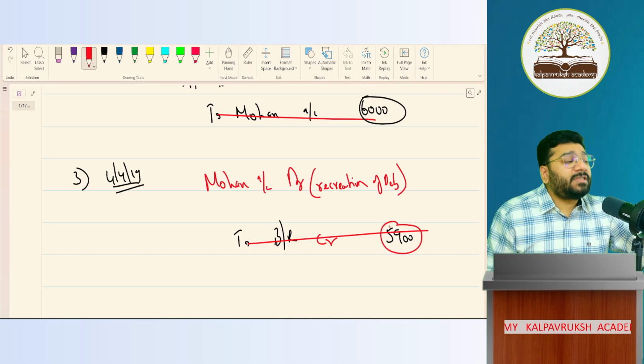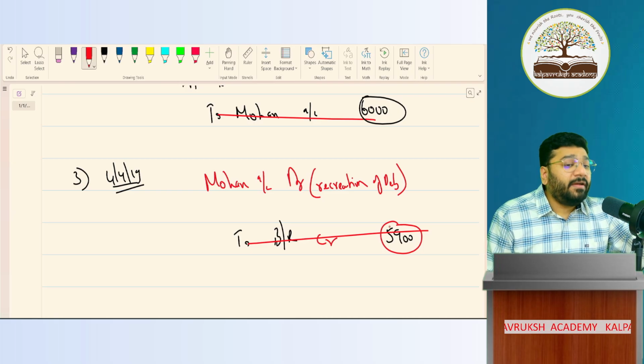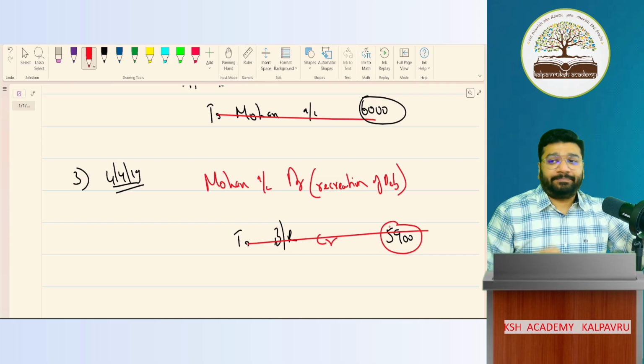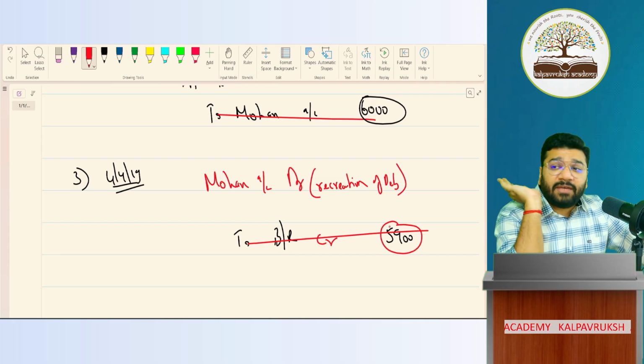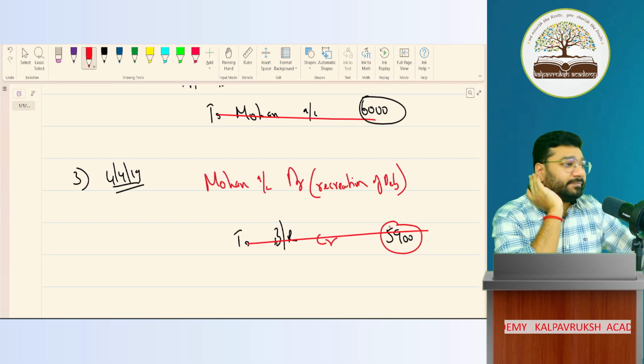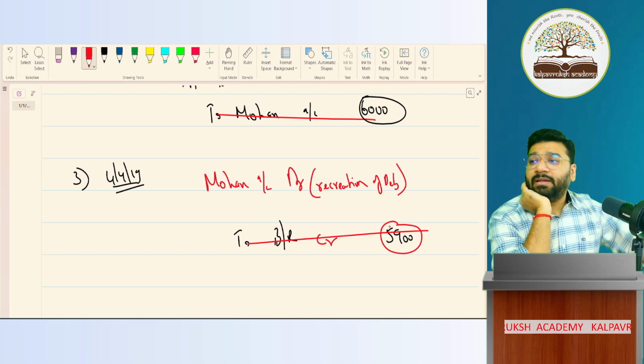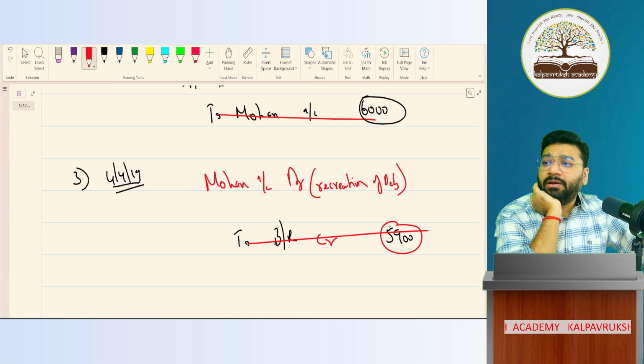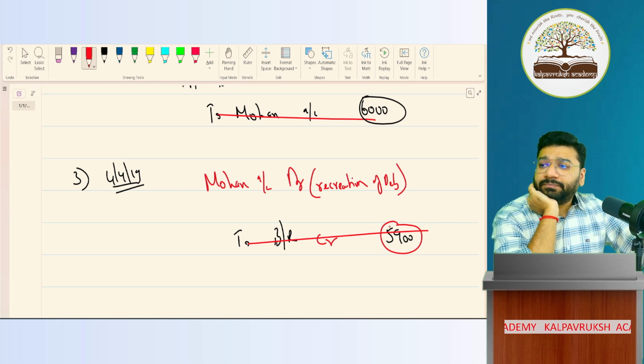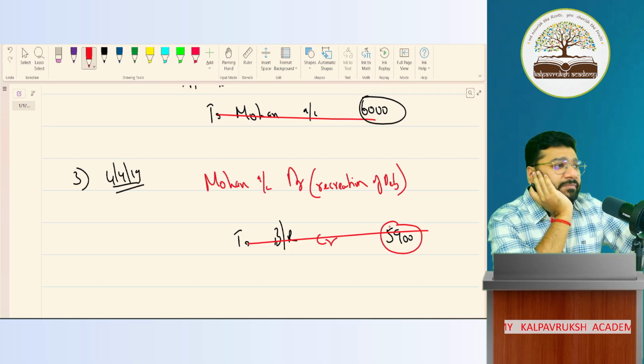You are supposed to receive this money. This money you have not received. So should I recreate Mohan by 5,900 or 6,000? Okay, those who say 5,900, raise your hands. 1, 2, 3, 4, 5, 6, 7, 8, 9, 10, 11. Okay, 11. Online people, Hitansh is 12. Okay. Rest all of you say 6,000.